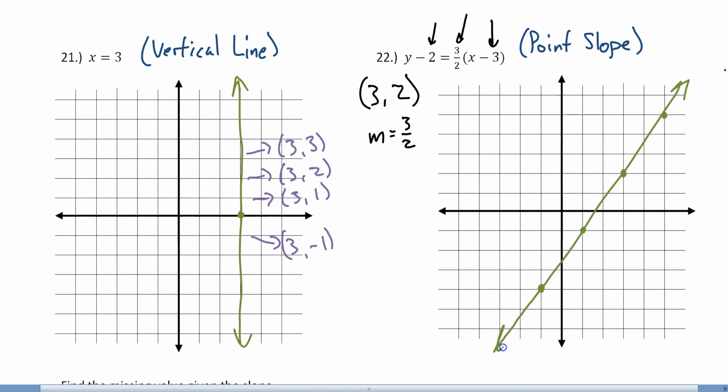Okay? And here's the thing, when it's in point slope, you could rearrange this to make it slope-intercept, but in this one, that wouldn't be a good idea because look at my y-intercept. It's a fraction, it's some kind of decimal. That's going to be really tough to graph in a different format. So identify the point, identify the slope, and draw your line.